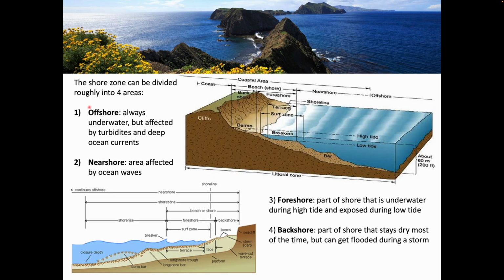The shore zone, which is that interface between land and water, can be divided into roughly four areas. The offshore area is always underwater, but usually affected by turbidites, underwater landslides, as well as deep ocean currents. The nearshore area is the area affected by ocean waves, so this is still underwater, but the sediments are routinely disturbed by large waves during storm events. The foreshore is the part of the shore that is underwater during high tide and exposed during low tide. This is also called the intertidal zone. And finally, the backshore is the part of the shore that stays dry most of the time, but can get flooded during storms or extremely high tides.